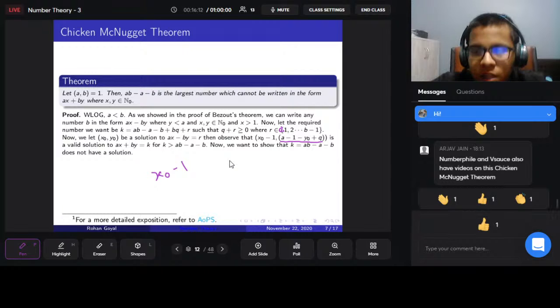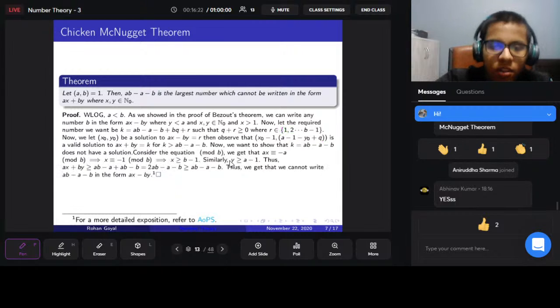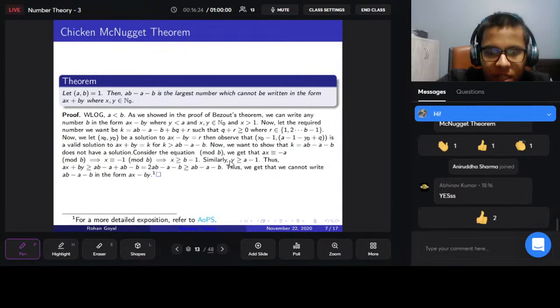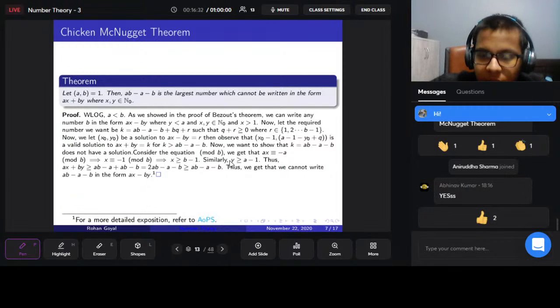Okay, now we want to show that ab minus a minus b doesn't work. We cannot find ab minus a minus b in this form. So what we do is say we could find a solution. Now we consider this equation mod b. Mod b, we get that ax is congruent to minus a mod b, because ax plus by is equal to ab minus a minus b. Here the left side is ax mod b, the right side is minus a mod b. So we get that x is congruent to minus 1 mod b.